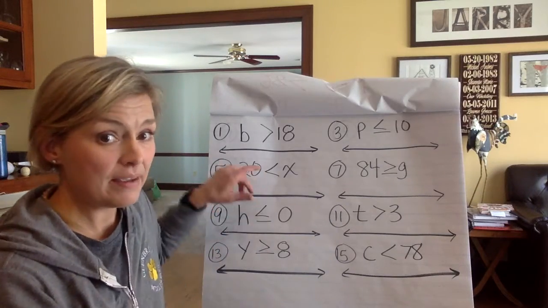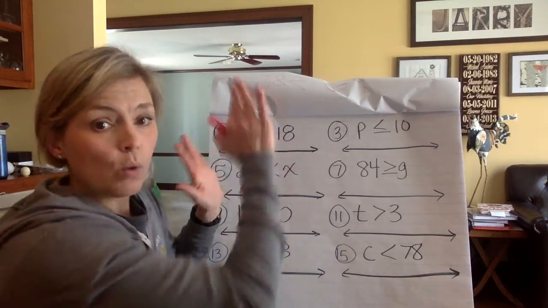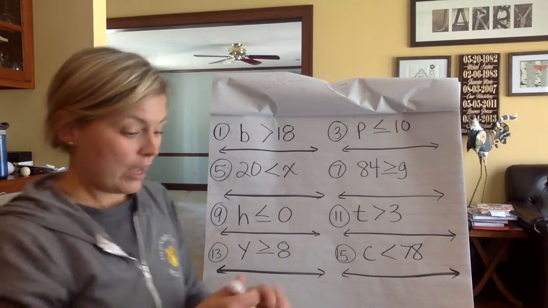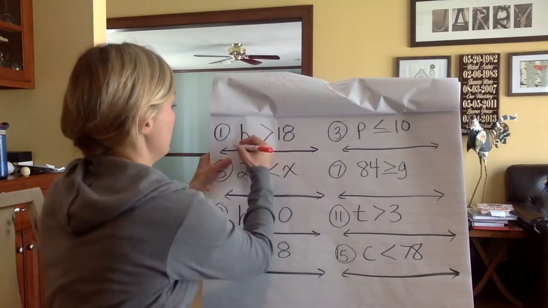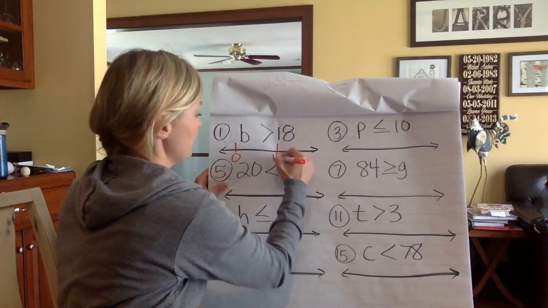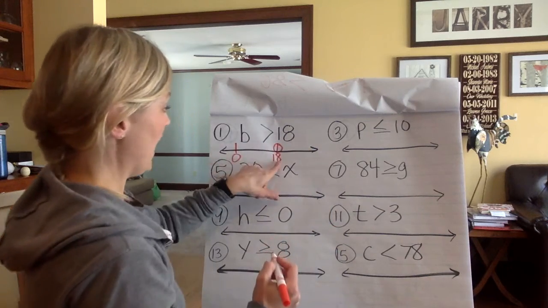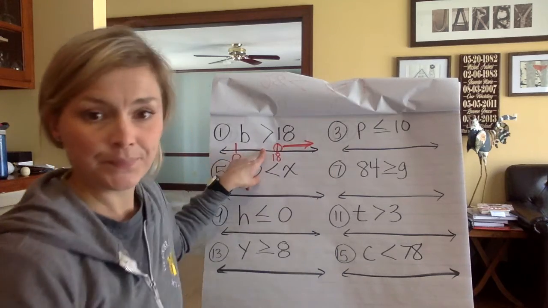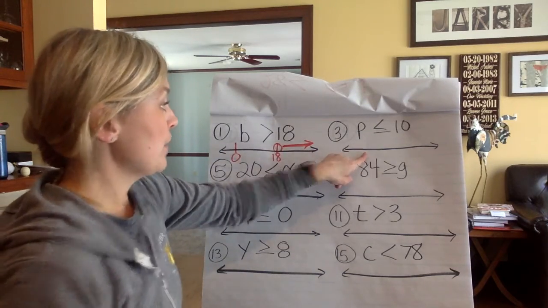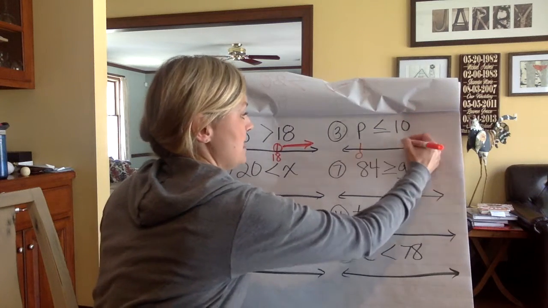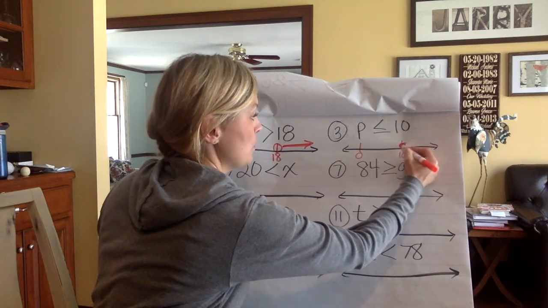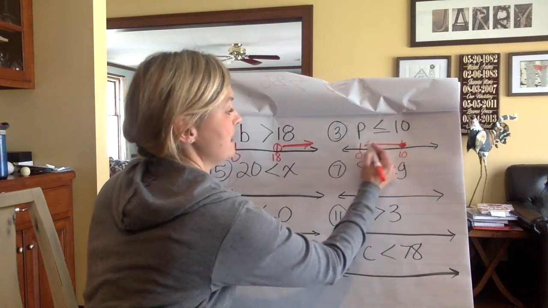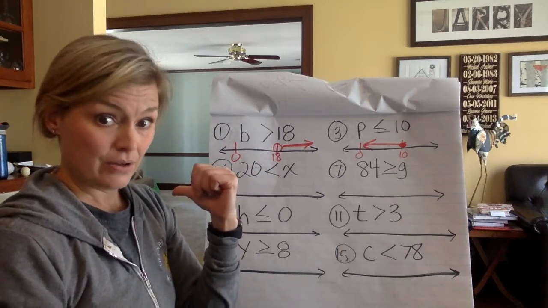If it's saying that b is greater than 18, we'd want to make sure that that arrow's off to the right because that's where the numbers that are greater than 18 are. Okay, so in number 1, I always put a 0 here just for some context. Okay, I would have an open circle at 18, and b is greater than 18, so it's going off this way. Okay. In number 3, okay, my dot's going to be at 10. It's going to be a closed dot because of this line. p is less than or equal to 10. Less than is off to the left, okay?